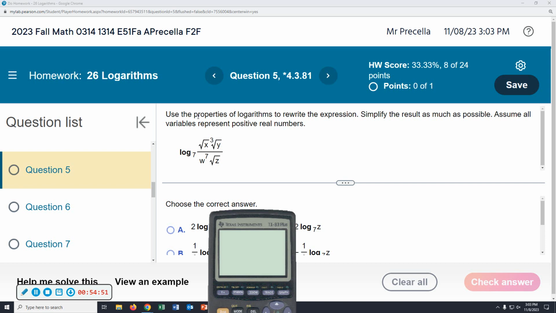Now, this one is different from the ones I just finished doing because we have the radicals. There's a square root. Well, heck, there's two square roots, and there's a cube root even.